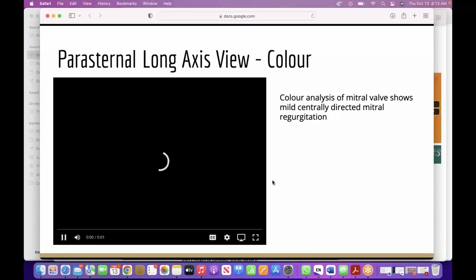This was the parasternal long axis view with color applied.